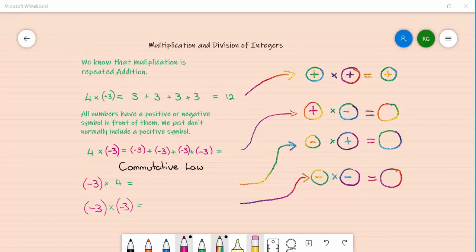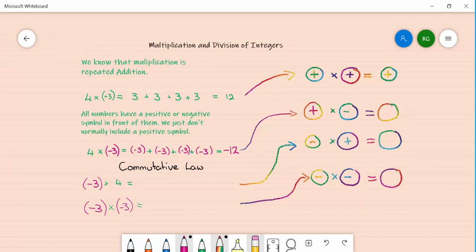Unlike negative numbers. So I might have 4 lots of negative 3, and that's the situation here. So I have 4 multiplied by negative 3. That means I have 4 of them: a negative 3 plus another negative 3 plus another negative 3 plus another negative 3. And I'm going to end up with negative 12.